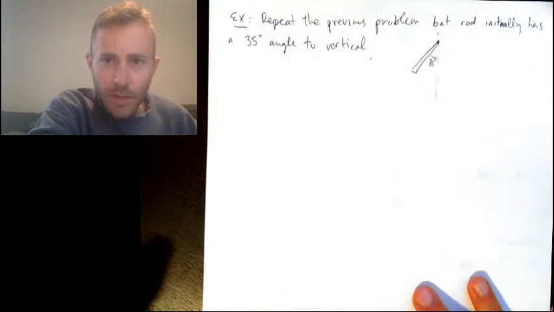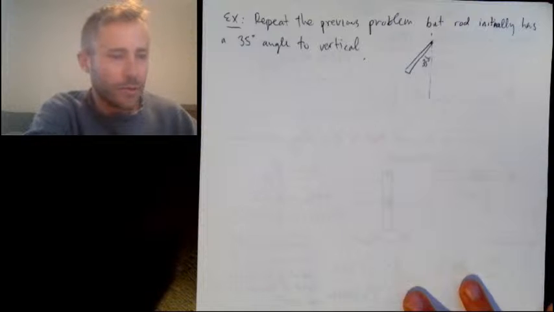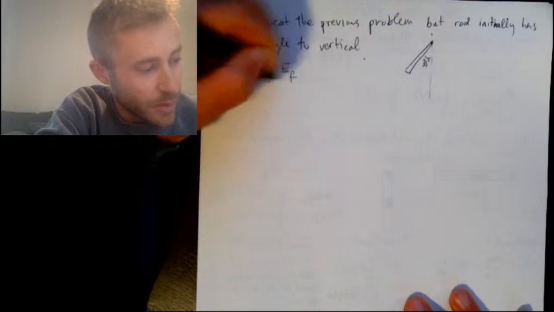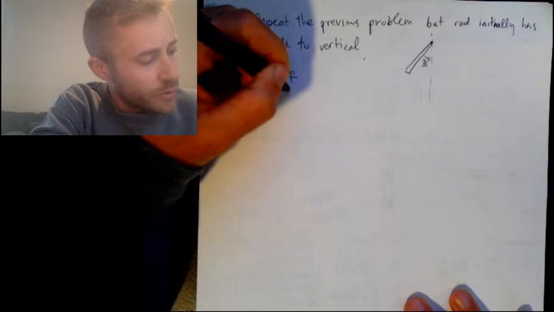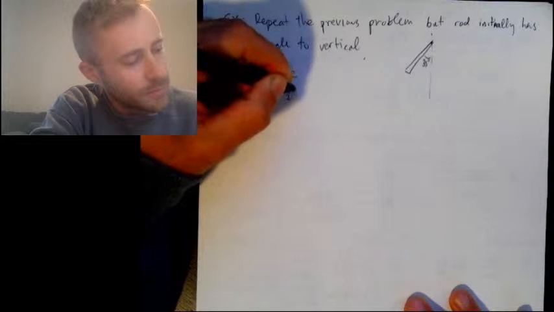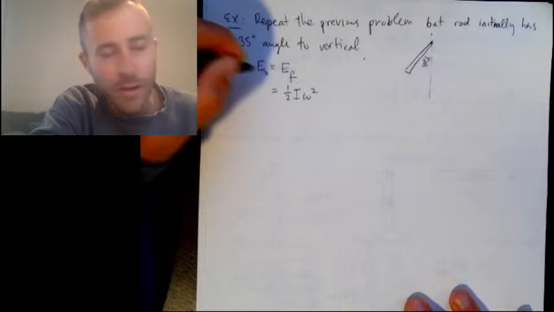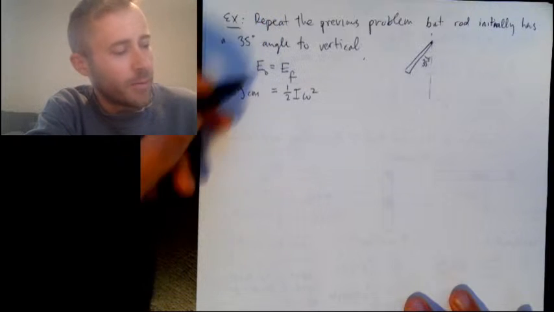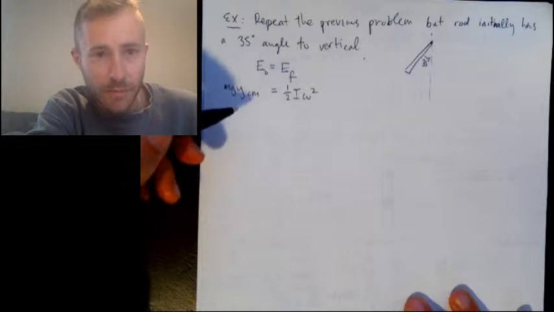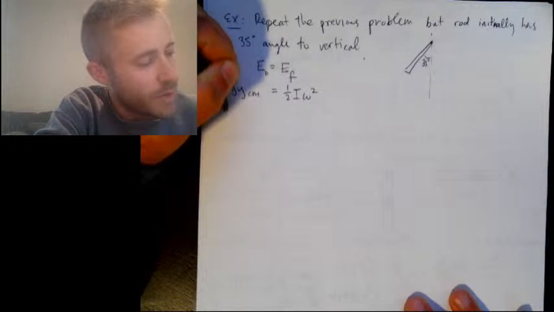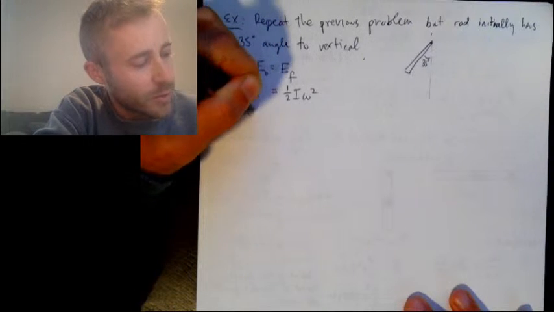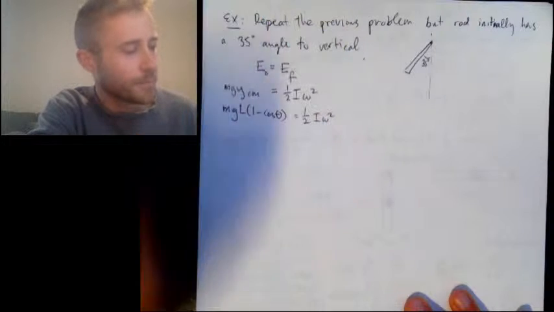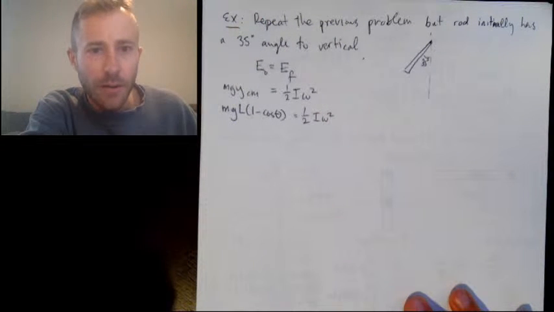So what we do is, it's the same problem as before. Initial energy equals final energy. The final energy is rotational kinetic energy. The initial energy is gravitational potential, mg y_cm. Now I'm going to use that expression for y that I discussed previously. So I have mg times L times the quantity 1 minus cosine of theta equals 1/2 I omega squared. Now I can just plug in numbers.